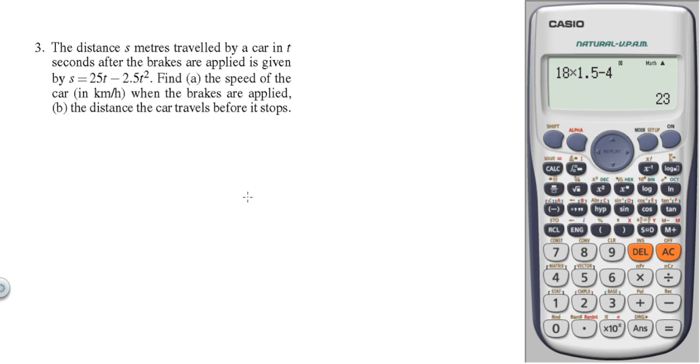Okay, number 3. The distance S meters traveled by a car in t seconds after the brakes are applied is given by the equation S is equal to 25t minus 2.5t squared. Find A, the speed of the car in kilometer per hour, okay, may conversion pala, when the brakes are applied. And B, the distance the car travels before it stops. Okay, solution. Let's copy the equation: S equal to 25t minus 2.5t squared.